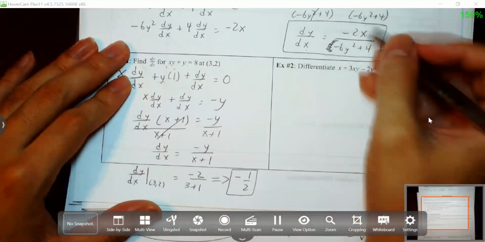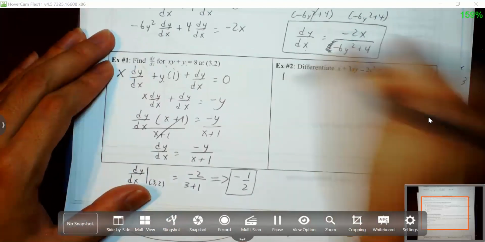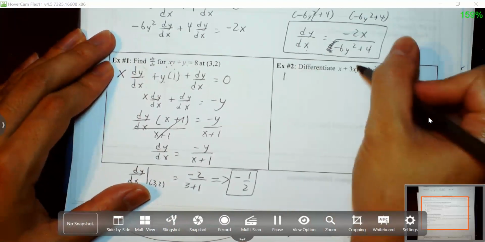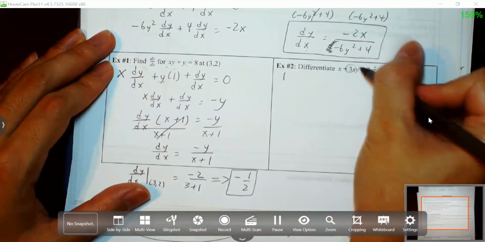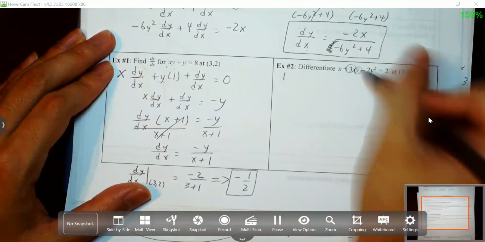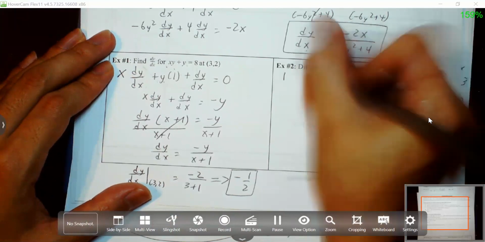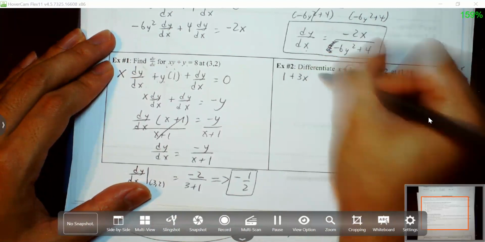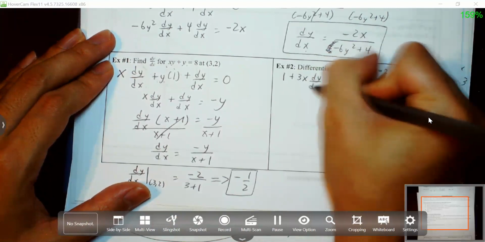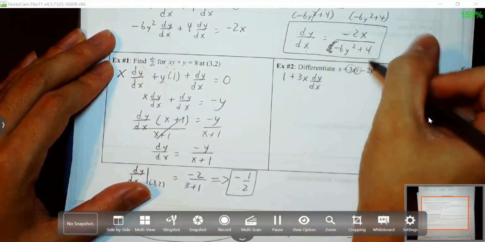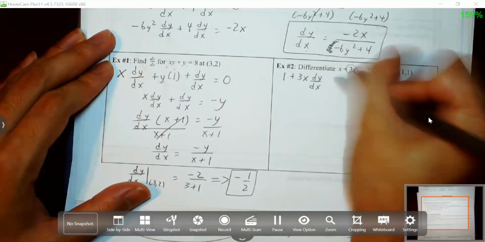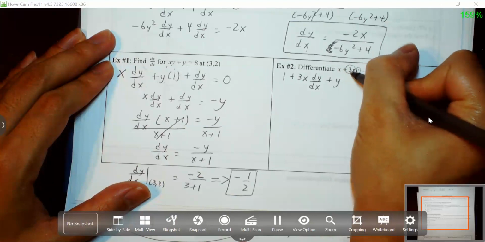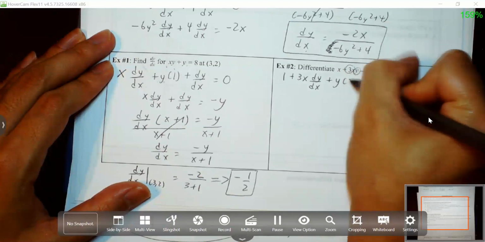So the derivative of x is just 1. I have 3xy, so I know I have to use the product rule. The first function is 3x, the second function is y. So the first times the derivative of the second: the first function is 3x, the derivative of y is dy/dx, plus the second function, which is y, times the derivative of the first function. The derivative of 3x is 3.